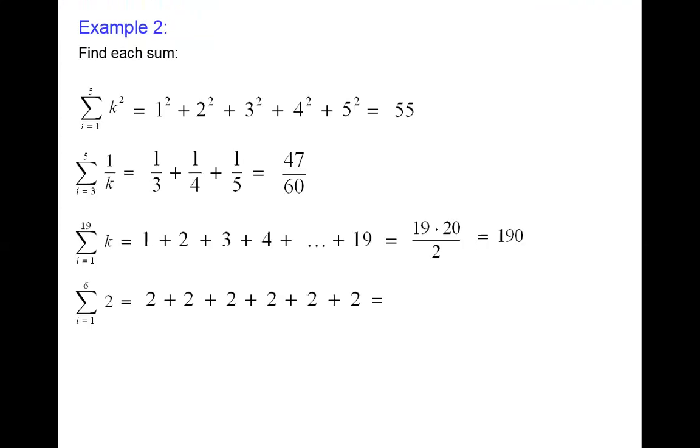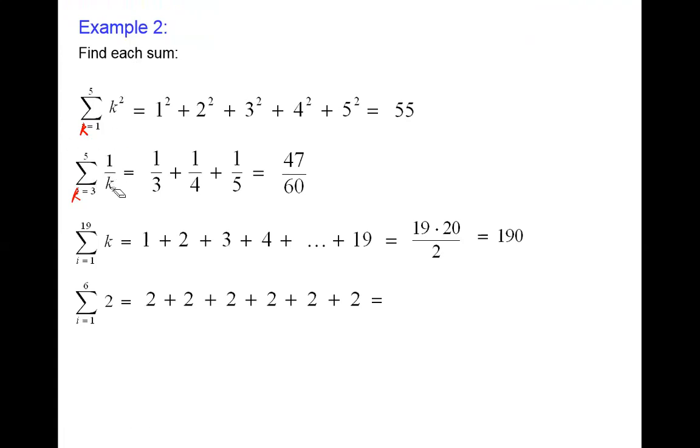Okay, we can see what I did. If we have the summation of k squared, and actually this should be k, where k is changing from 1 to 5, this means that I have to take 1 squared plus 2 squared, 3 squared, 4 squared, 5 squared, and add them together.